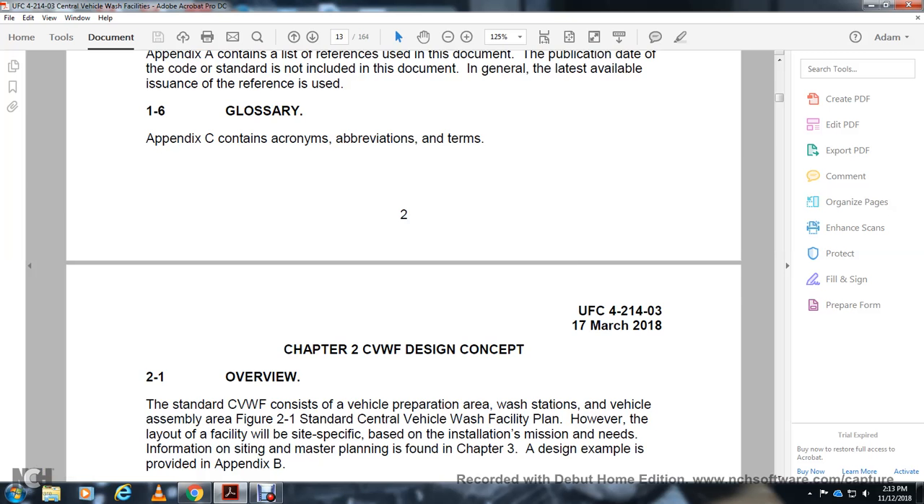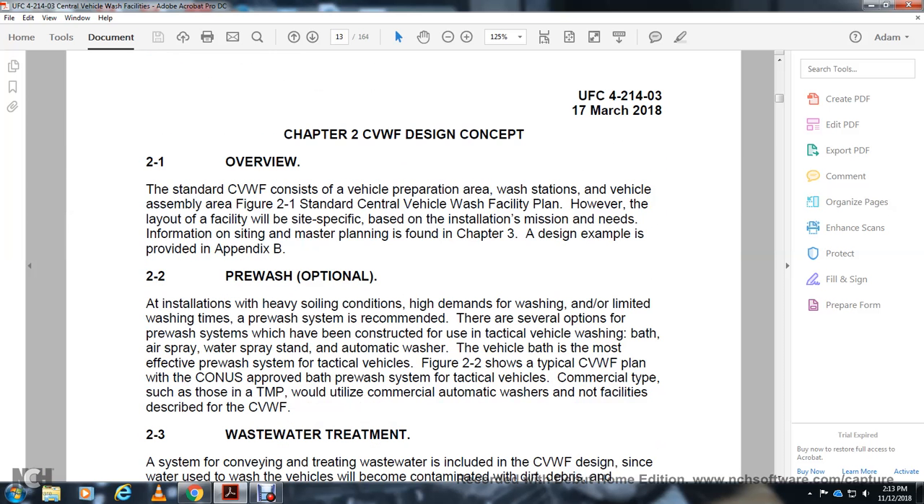Chapter 3, design example, is provided in Appendix B. 2-2 Pre-wash optional. With installations that have heavy, high demand for washing, pre-wash systems are recommended. Some optional pre-wash systems are constructed for use on tactical vehicles, washing with air spray and water spray, staying with the automatic wash. Figure 2 shows the typical central vehicle washing plan with the pre-wash system for tactical vehicles, of the commercial type.